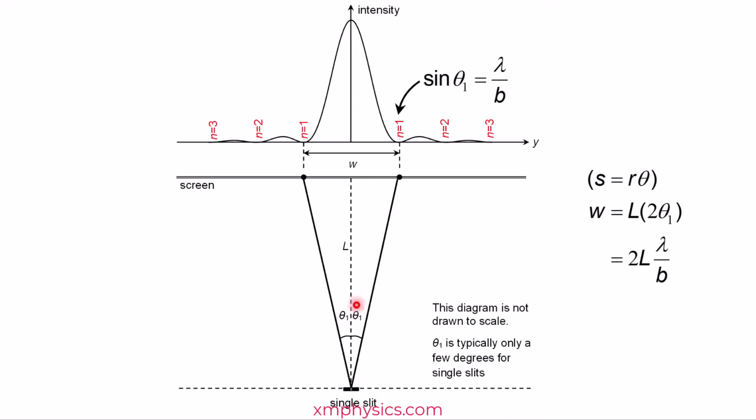So that guarantees that the first minimum angle theta 1 is always small. So when this angle is small, the straight length W and the arc length are practically the same. So the arc length can be calculated using r theta. So what is my r theta? L times 2 times theta 1. And then for theta 1, I'm just going to substitute it with lambda over b. I even dropped the sine function here because when theta is small enough, sine theta is theta.